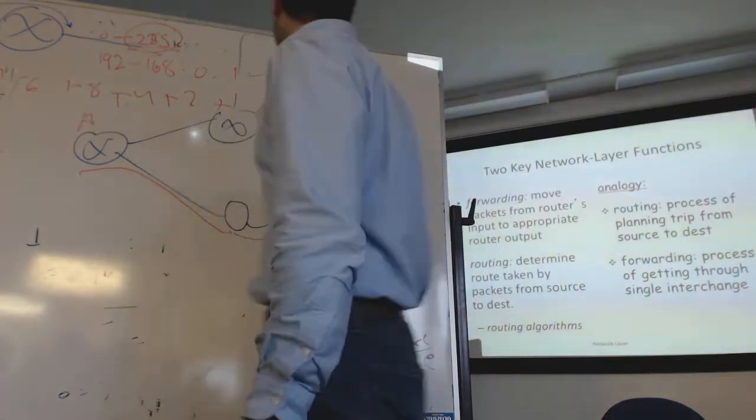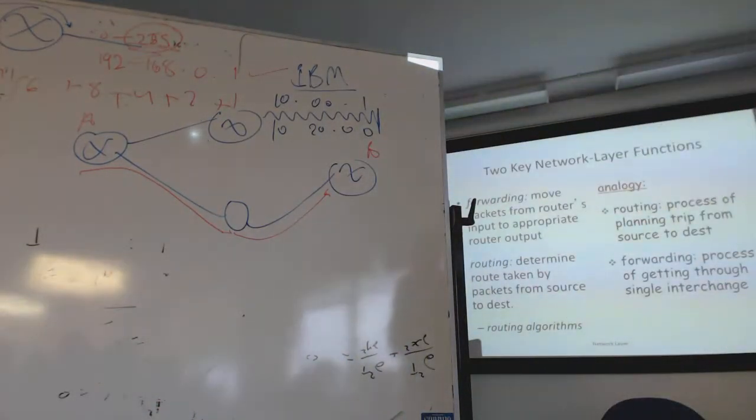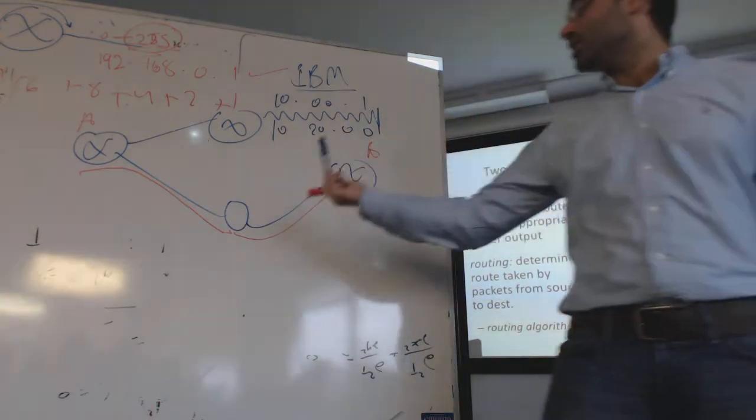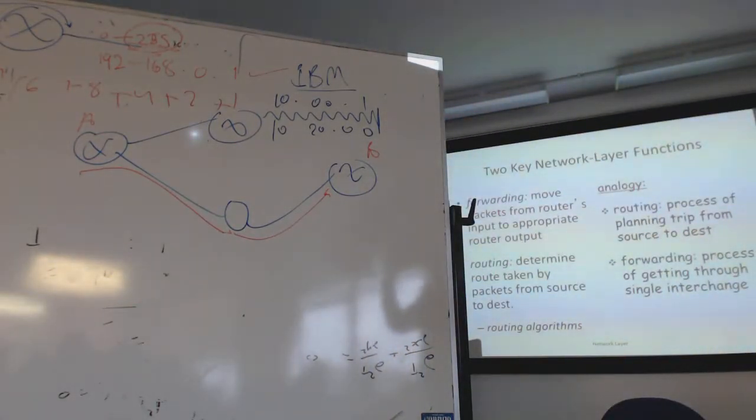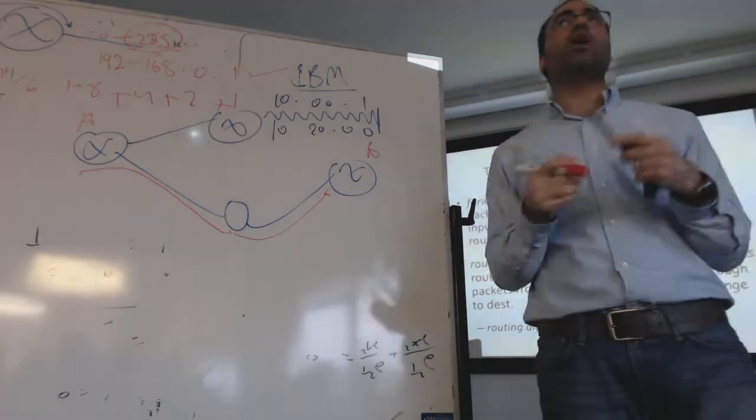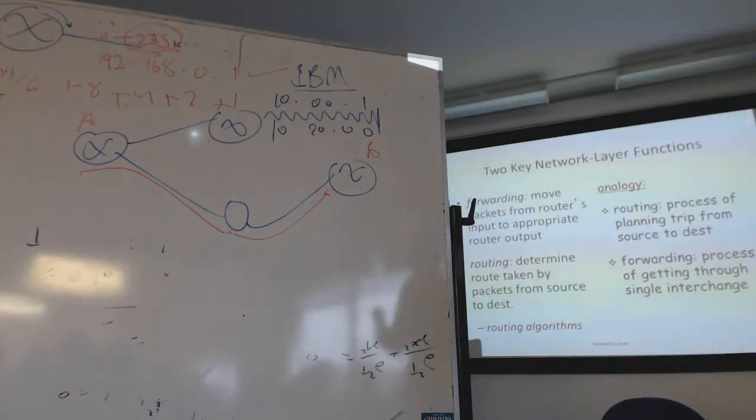So if A is sending to B, routing means you're trying to pass on the packets through all your interchanging parts towards your destination. In other words, however many routers you have, you need to put the route in advance to reach your destination. The question is how many different types of routing algorithms and techniques are available. We'll discuss that later. But the main thing you need to understand: forwarding is moving a packet from a router's input to an appropriate router's output, one router only. Meanwhile, routing means determining the routes taken by packets from source to destination.